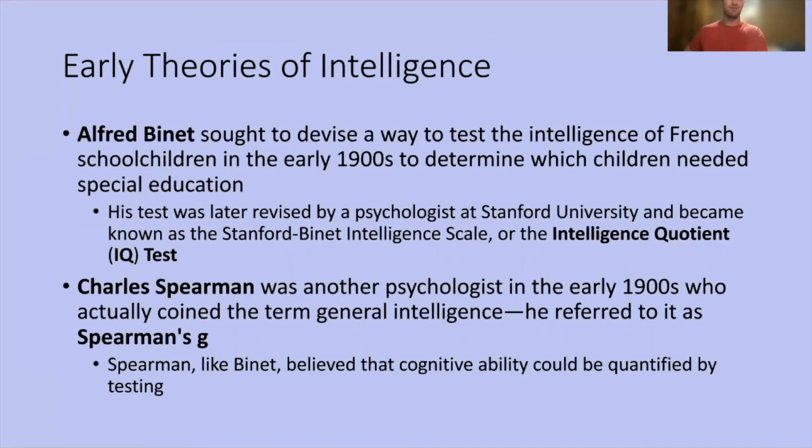Even to this day, there are still a lot of IQ tests that you can take. Generally, they are thought not to be the most accurate way to measure intelligence because, again, what really is intelligence? But people do use them in practice. You just take them with a grain of salt, and you have to understand what they're telling you. Charles Spearman was another psychologist in the early 1900s who actually coined the term general intelligence. And he, again, thought that there was a singular quantifiable variable that he referred to as Spearman's g. So Spearman, like Binet, believed that intelligence could be quantified by testing.